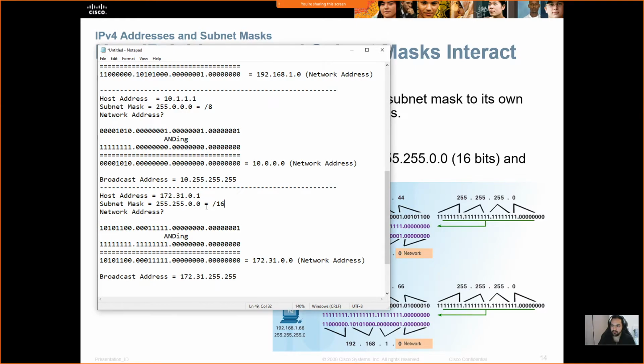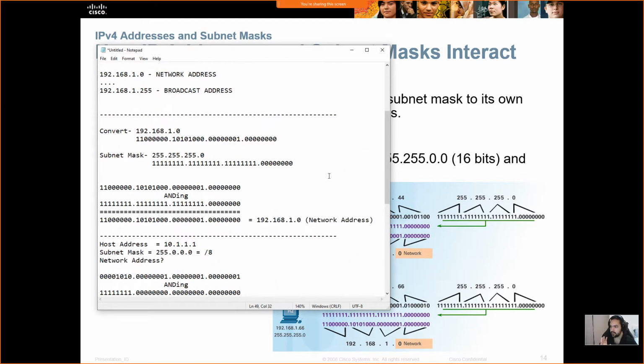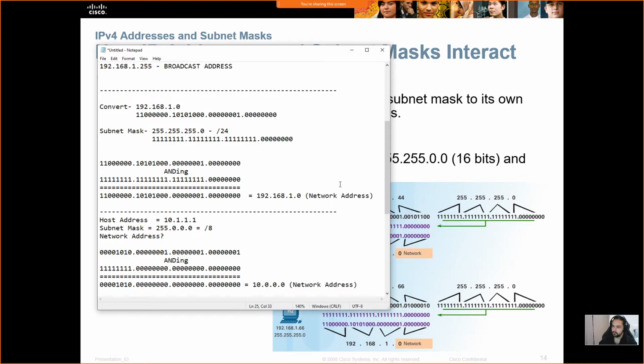I hope this is clear to you guys. You just count the numbers. Let's go back a little bit. This is a /24 notation, the 192.168.1.0. And that is because I have in my subnet mask 24 consecutive ones in here. It's a sequence of 24 ones. So this 255.255.255.0 can also be represented by /24 notation. I hope this is clear, guys, to you.